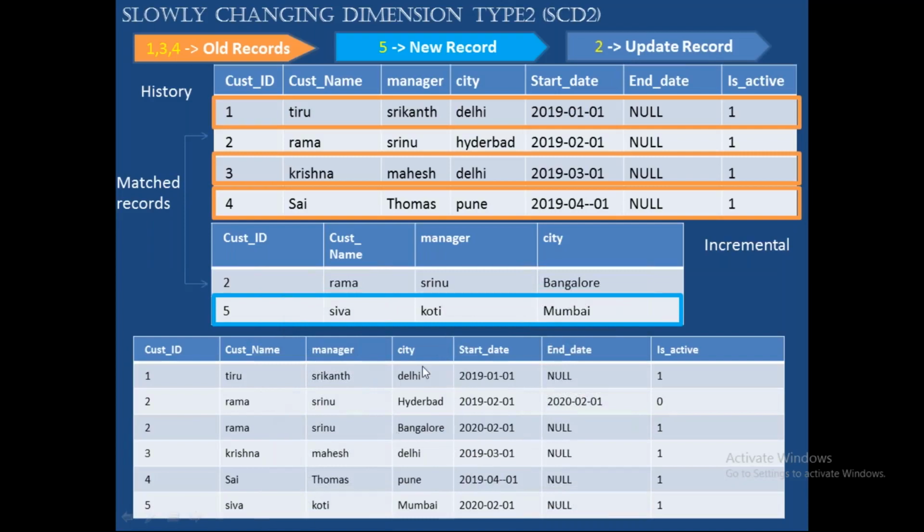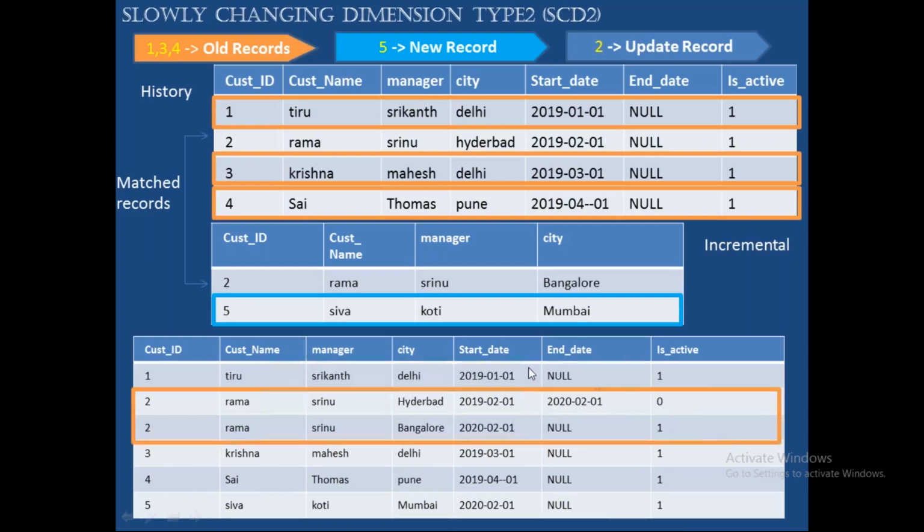When I implemented SCD2, you see here 2 Rama Srinu Hyderabad, and for him the start date is 2019 onwards, till 2020 Feb 1st. Till Feb 1st he was there in Hyderabad. So now it is an inactive record, that's why 0. But where he is currently, 2 Rama Srinu, he is in Bangalore. He started living from 2020 Feb 1st. There is no end date because still he is in this particular location. But if you look at the 5th, 3rd, 4th records, all these people started living from these dates, but there is no end date because these people are still living in that particular location.